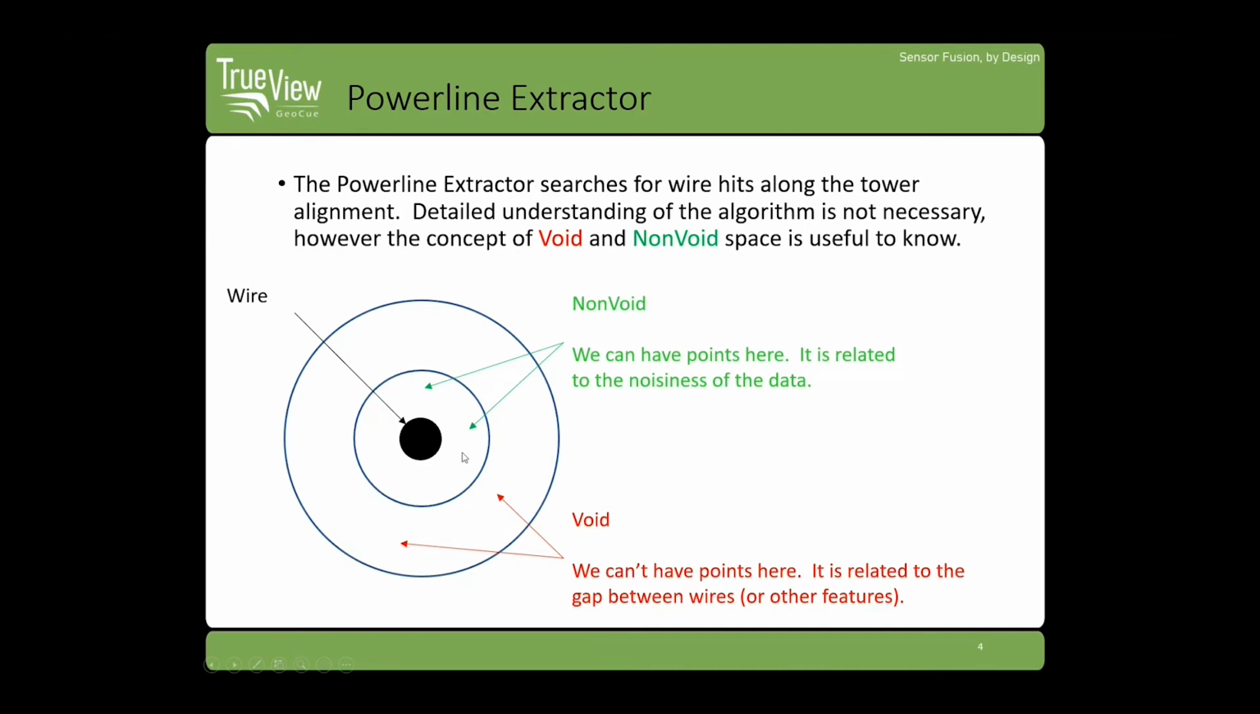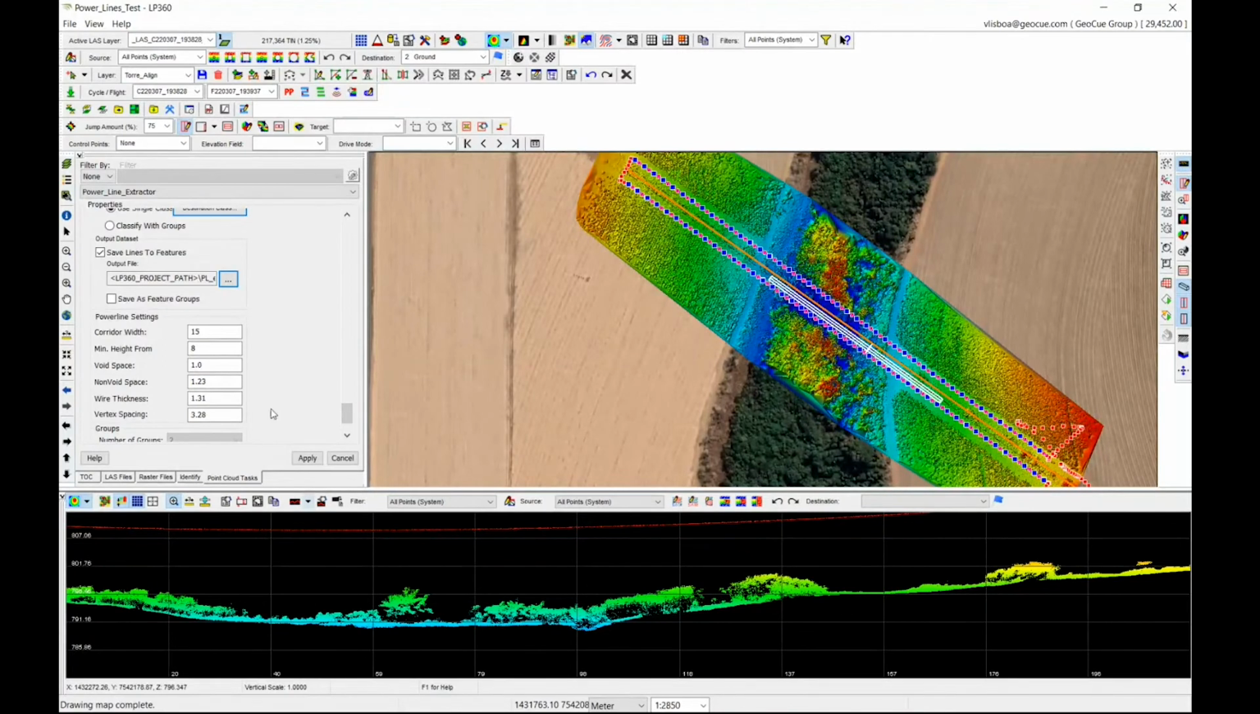The main thing is the non-void is driven by how noisy the data is, and the void is driven by how far apart your wires are. So one meter here would be enough, basically. What we would actually do, if we hadn't worked with the data set before, is take a look at a cross section through the wires, because you could maybe make that a little bit bigger. But this is the default I suggest starting with, and then we'll tweak it if we need to for your data set.